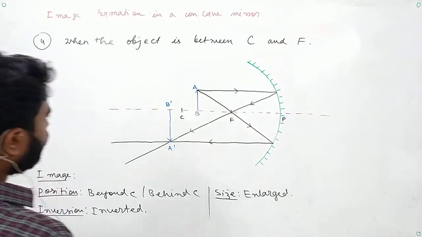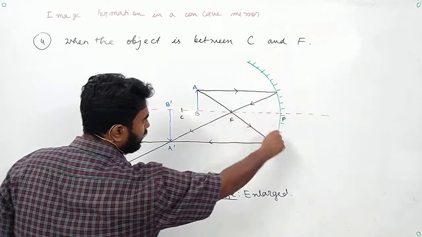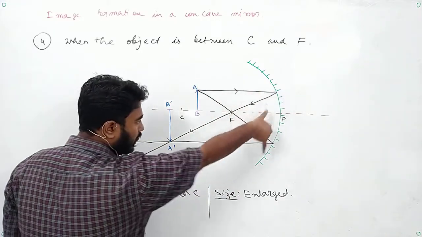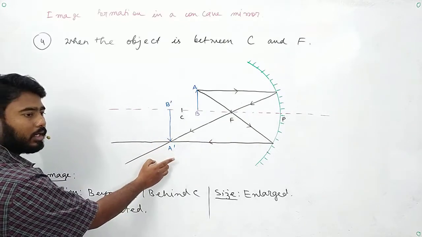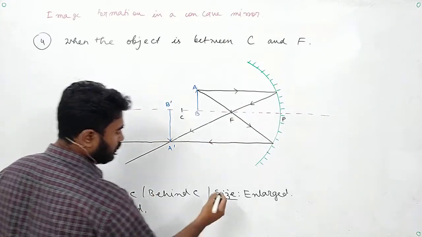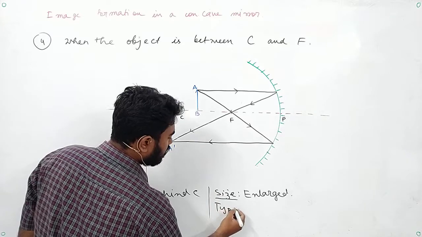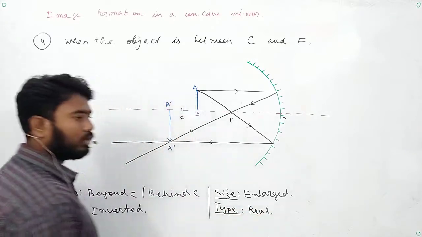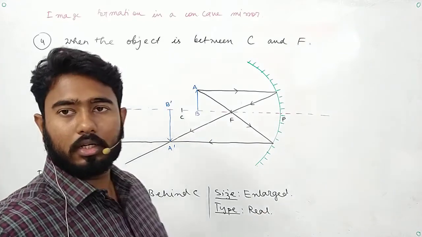Now, the rays of light after reflection actually met at A dash. So the type of image will be real. Is that clear to all of you?